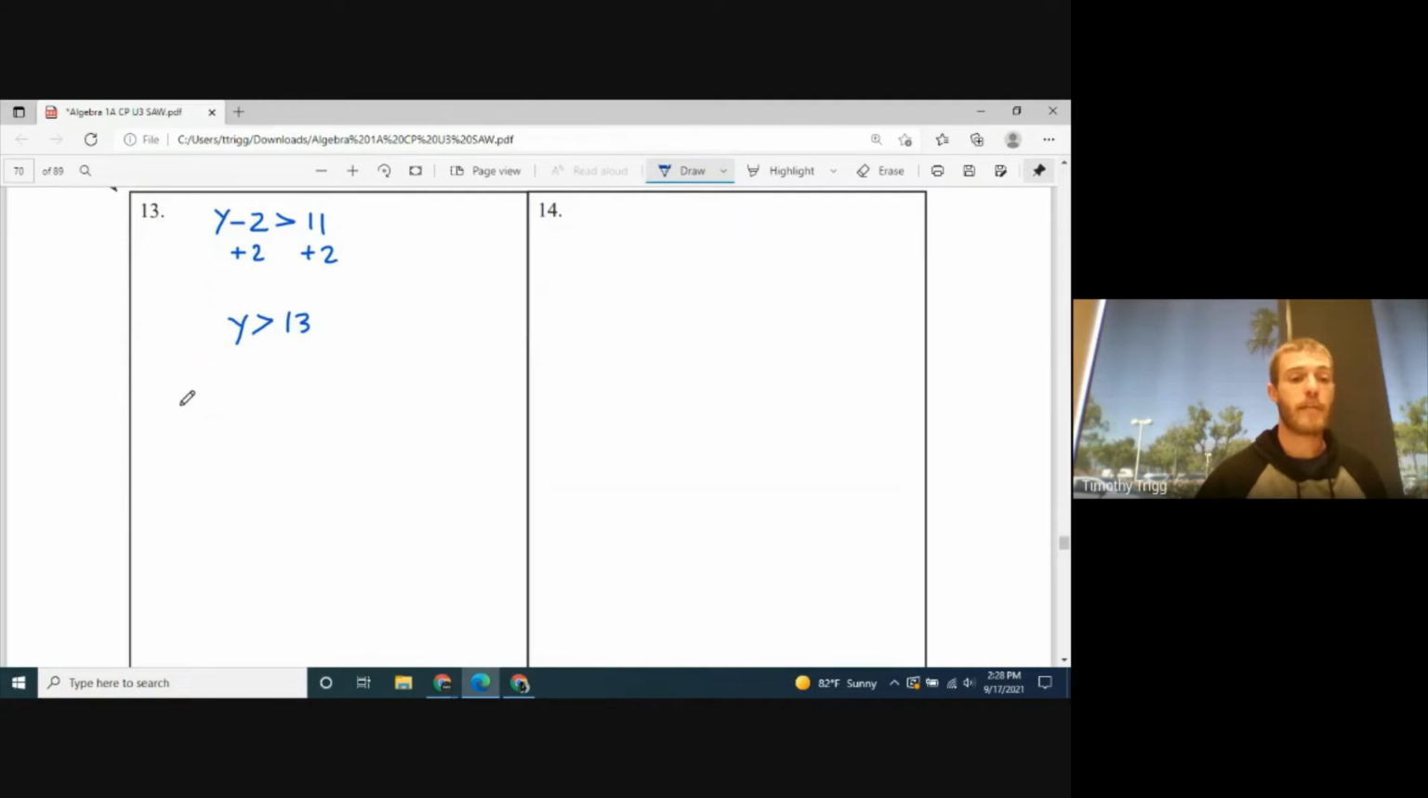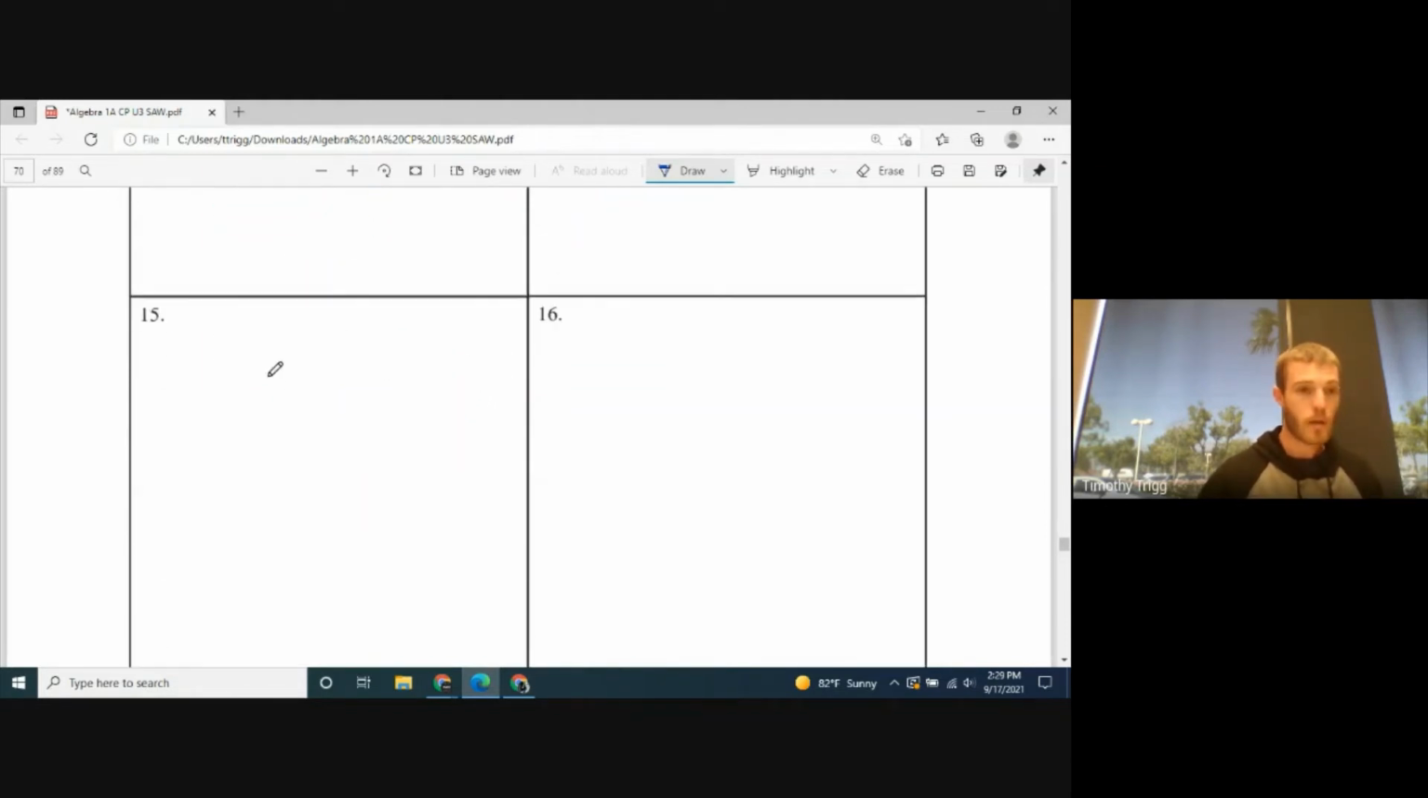Then they want us to graph it. So on the number line, we just put 0 here. 13 is somewhere over here. This will be an open circle, and we're looking for values that are greater than that. And that's it. Okay. See if you can do number 14 on your own. Number 15, here it's a little bit different.